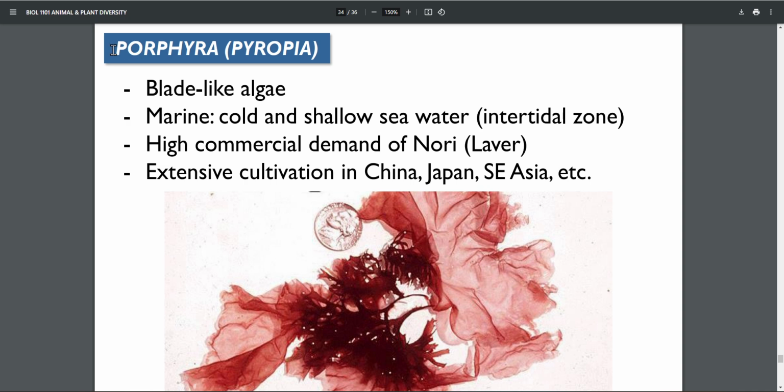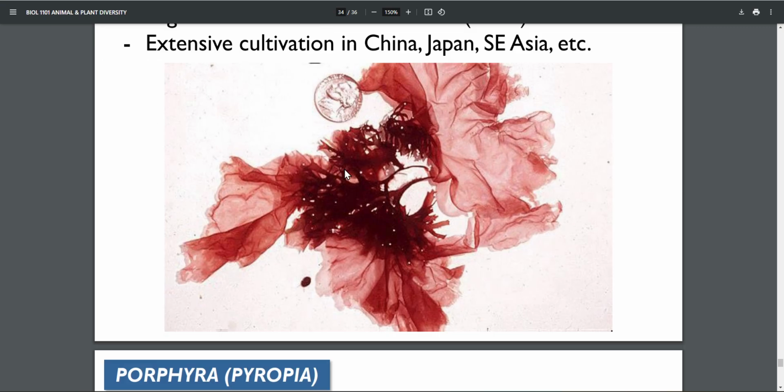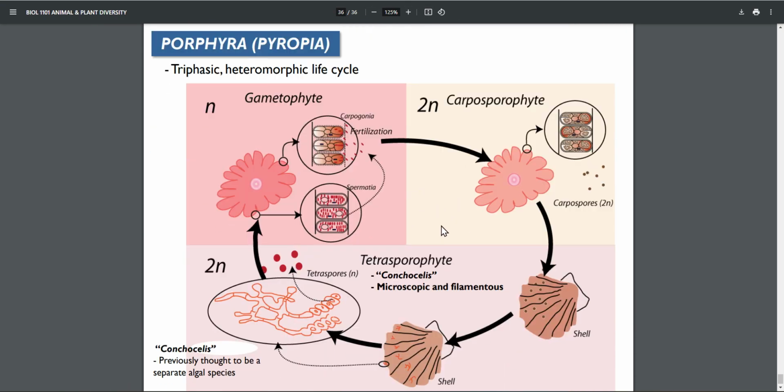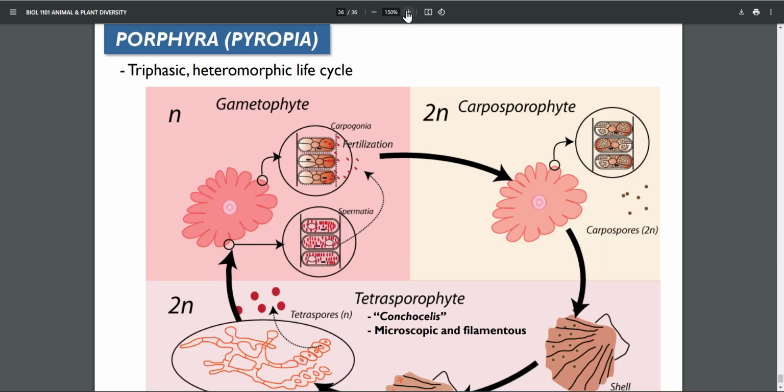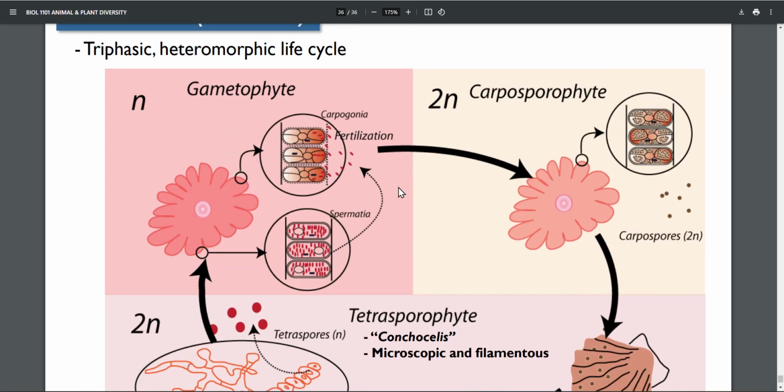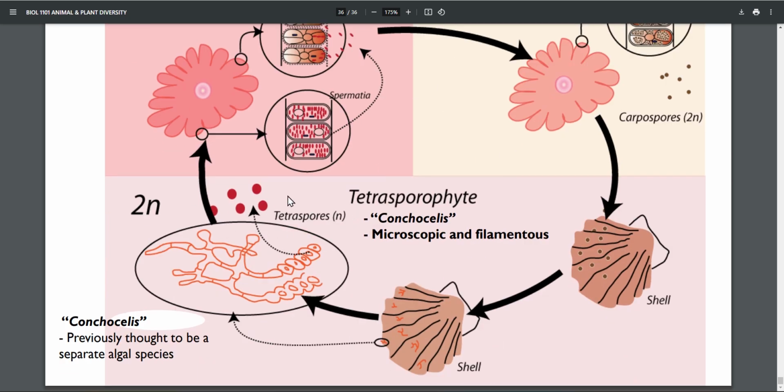Right. Moving on to another genus, Porphyra, with blade-like algae, and this is actually Zichoi. Yes, our favorite. Okay, so again, we're going to start talking about the life cycle. Again, triphasic, but heteromorphic. So we're going to start from the spores.